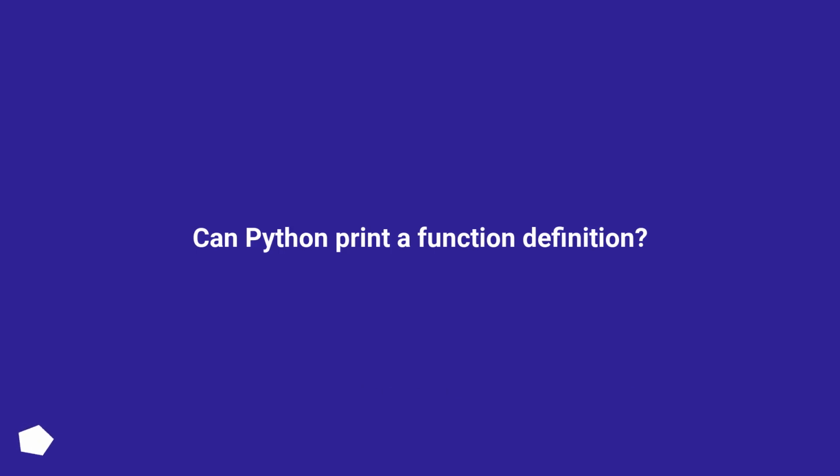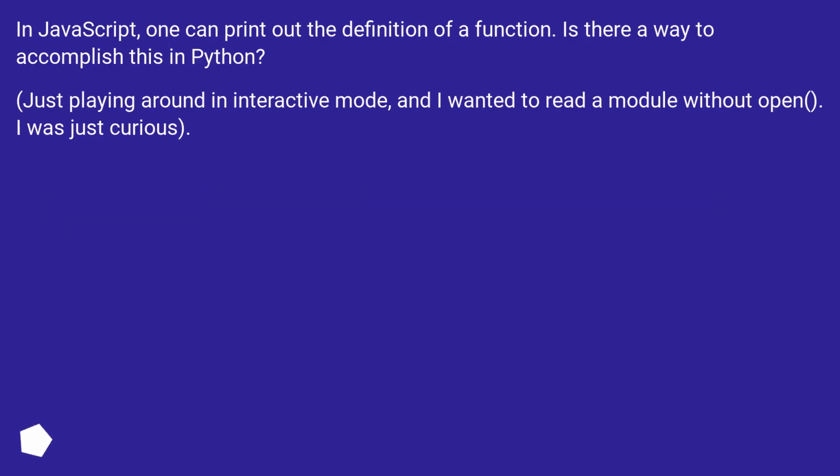Can Python print a function definition? In JavaScript, one can print out the definition of a function. Is there a way to accomplish this in Python? Just playing around in interactive mode, and I wanted to read a module without open. I was just curious.